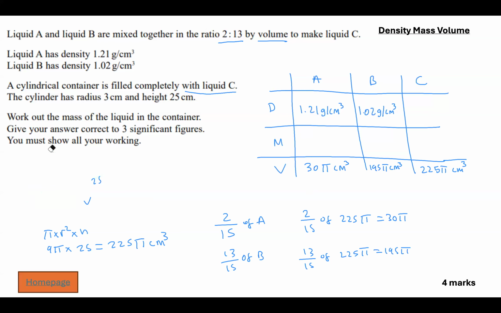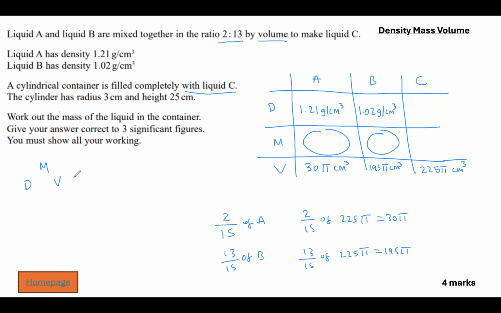And I'm going to rub this out just to give us a little bit more room. Obviously, in an exam, keep your workings there. Make sure everything is visible on your paper, unless you've done something wrong and you want to cross it out. So it says work out the mass of the liquid in the container. Now, you might be wondering, where do you go from there next? Well, if you think about it, you can find the mass of A and you can find the mass of B, because we know we've got dmv. We know mass is density multiplied by volume. So why don't we just go ahead and do that?